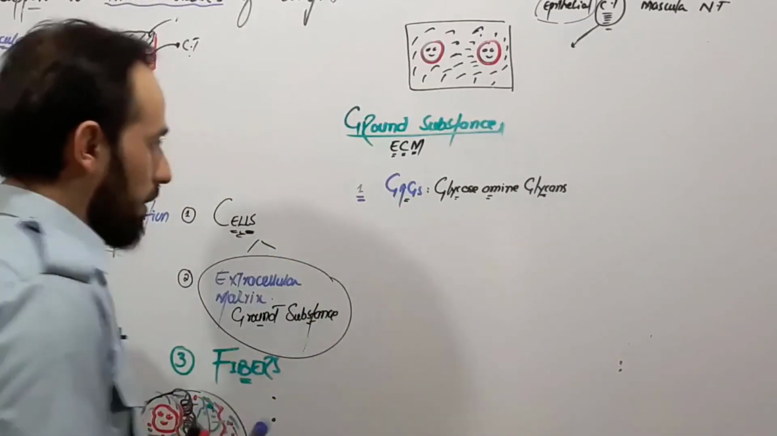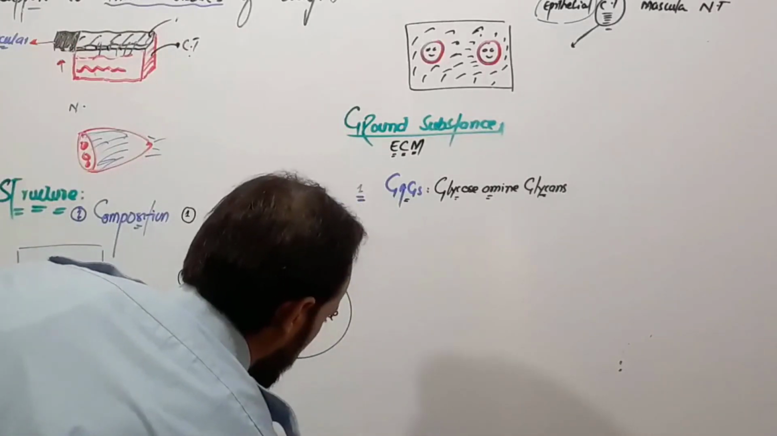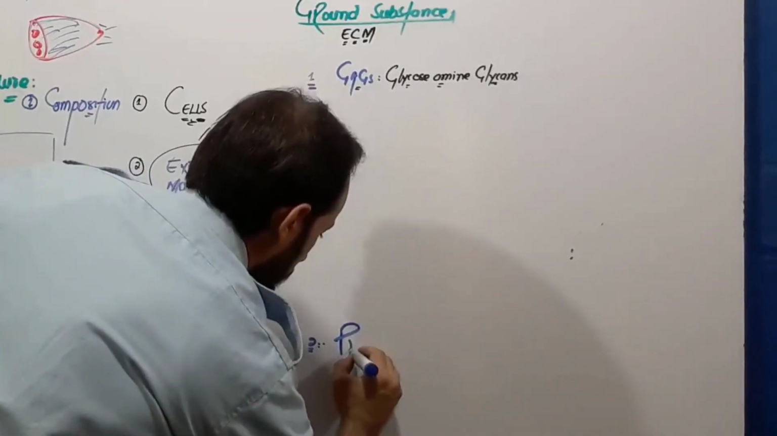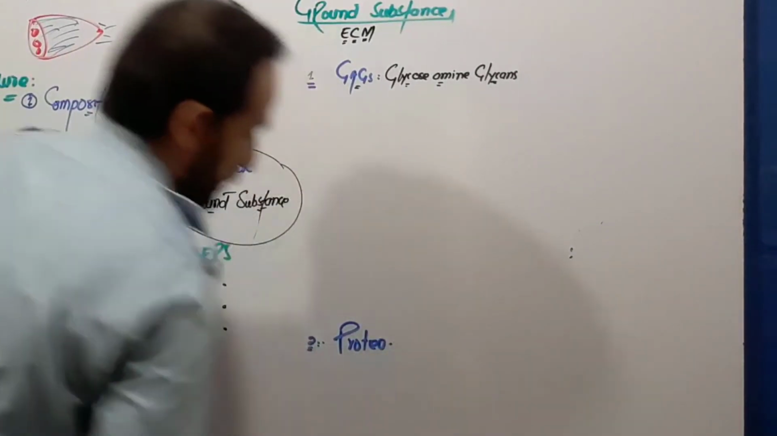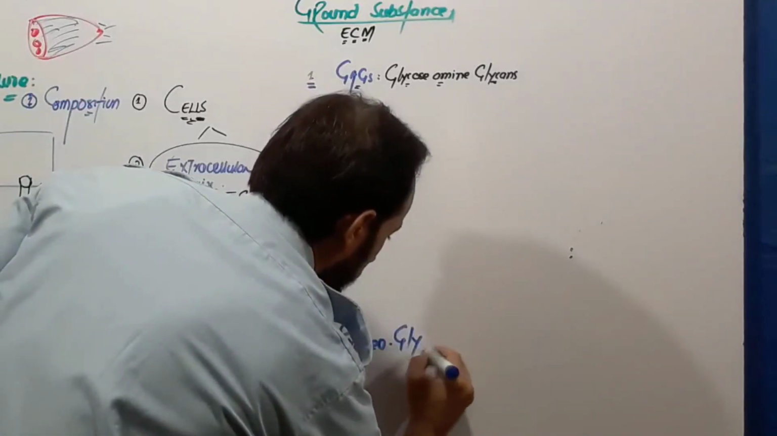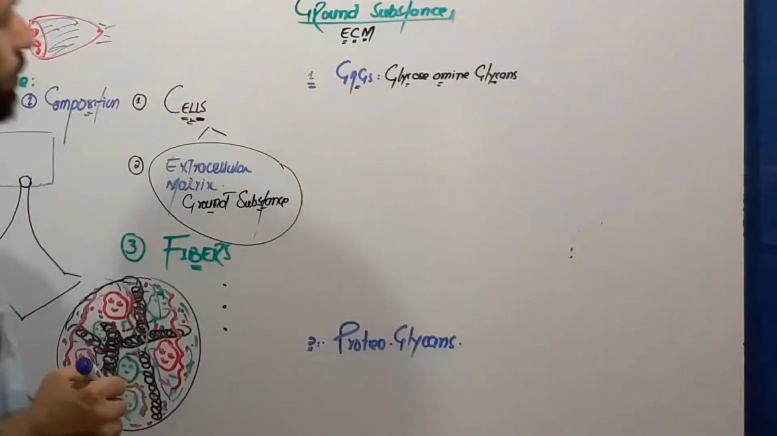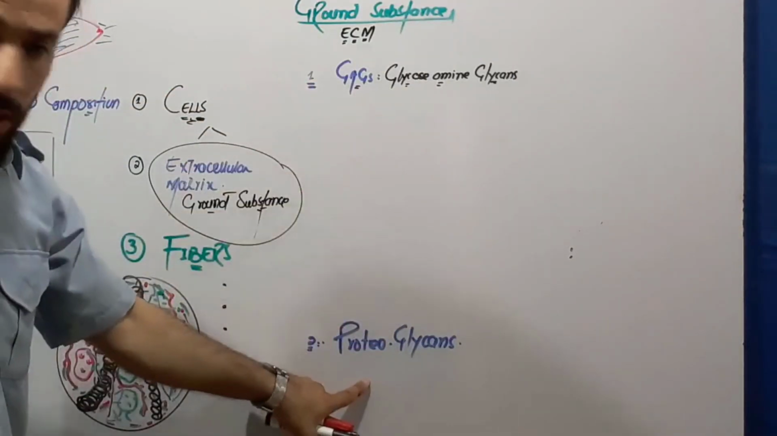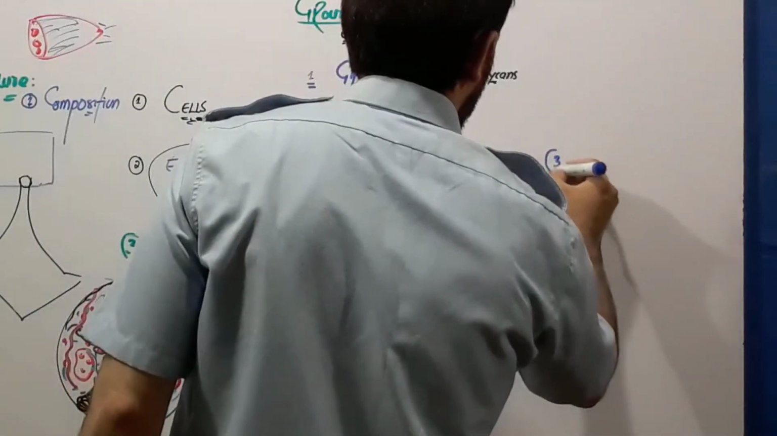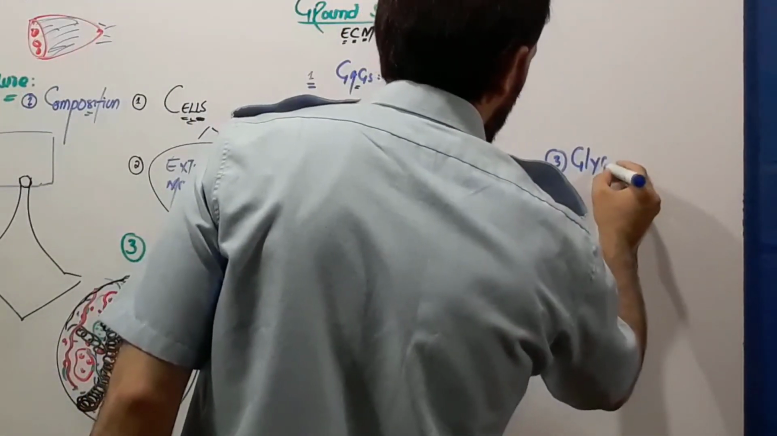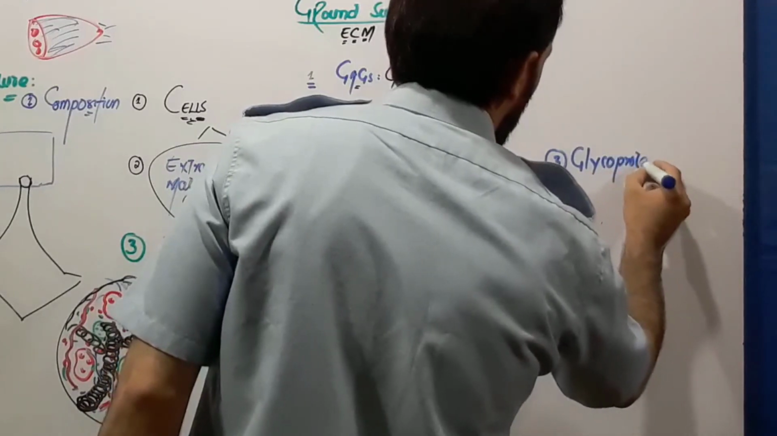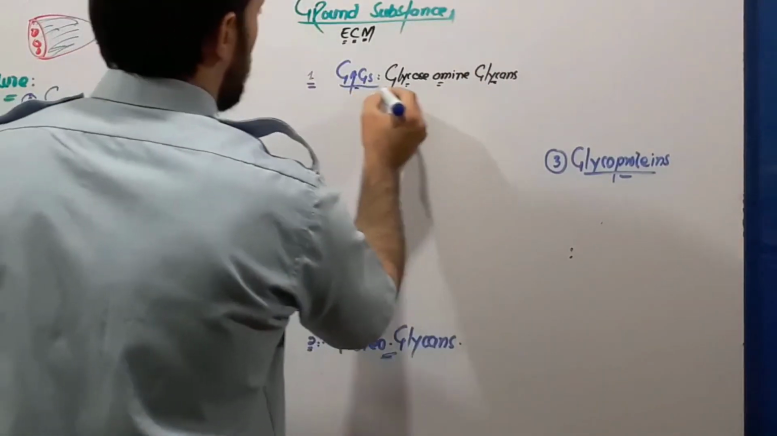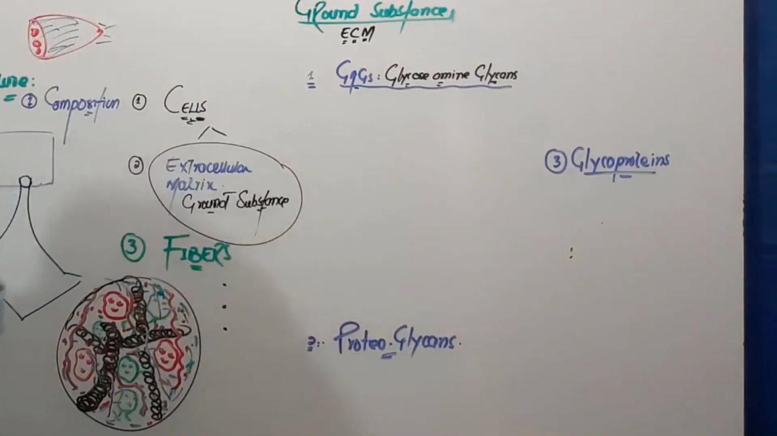Then we know there is the second component, and that second component is called the proteoglycans. Proteo means proteins and glycans means carbohydrates. So the ground substance is composed of GAGs, glycosaminoglycans, proteoglycans, and the third component is glycoproteins. And let us see a little bit of detail of all of these three components of the ground substance of the connective tissue.